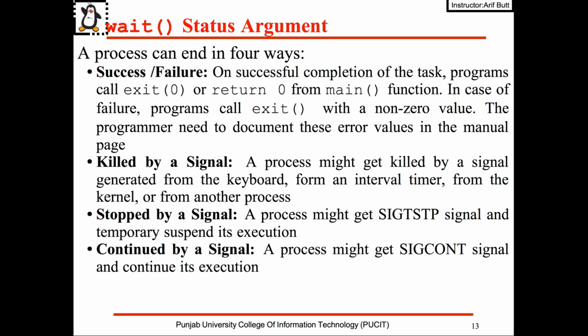Well, dear students, a process can end in 4 ways. It can successfully return, or it can return in case of some failure. It can be killed by a signal. It can be stopped by a signal, or it can be continued by a signal. All this information is kept in the status argument.